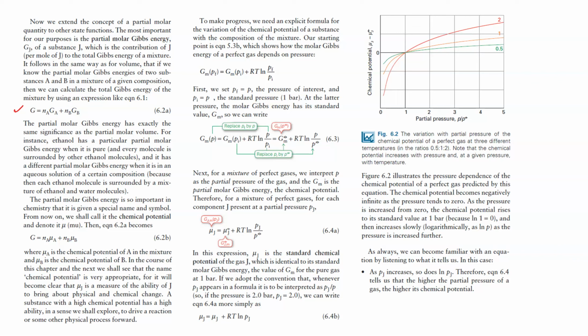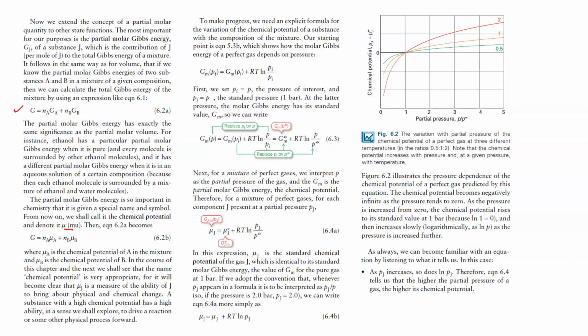The partial molar Gibbs energy is so important in chemistry that it is given a special name and symbol. From now on, we shall call it the chemical potential and denote it with mu. Then equation 6.2a becomes equation 6.2b, where we simply replace G sub A and G sub B with mu sub A and mu sub B, where mu sub A is the chemical potential of A in the mixture and mu sub B is the chemical potential of B.